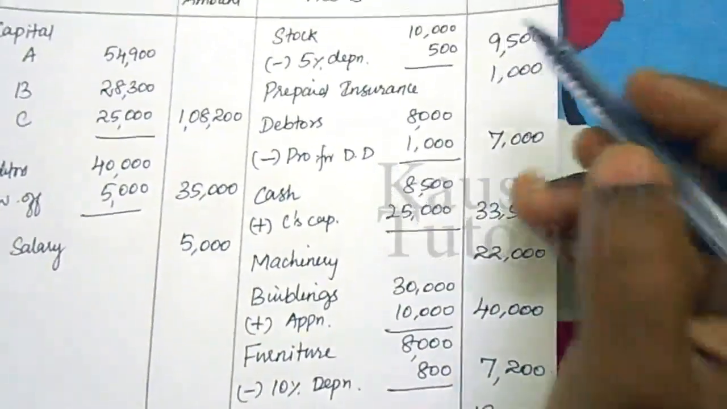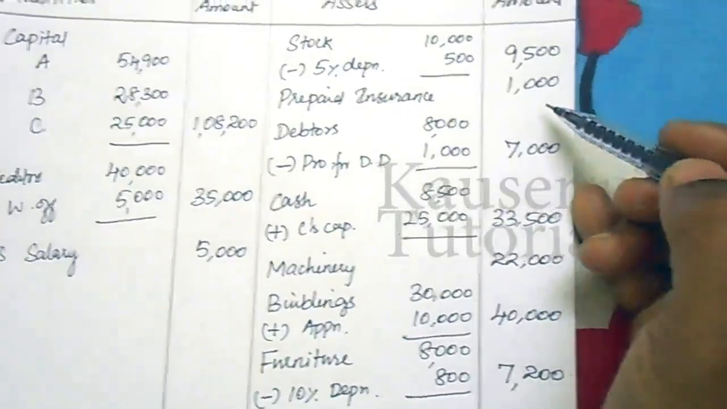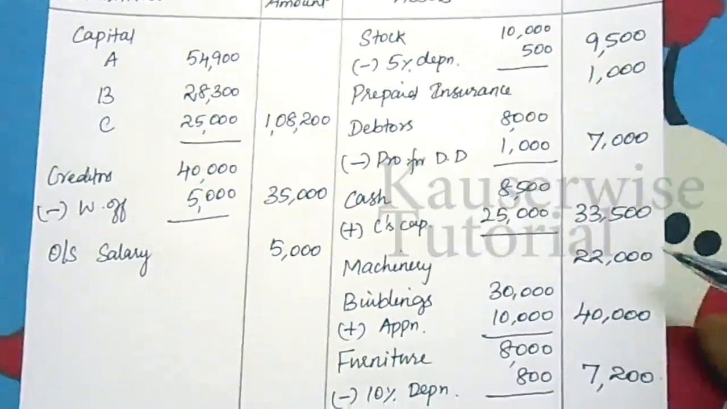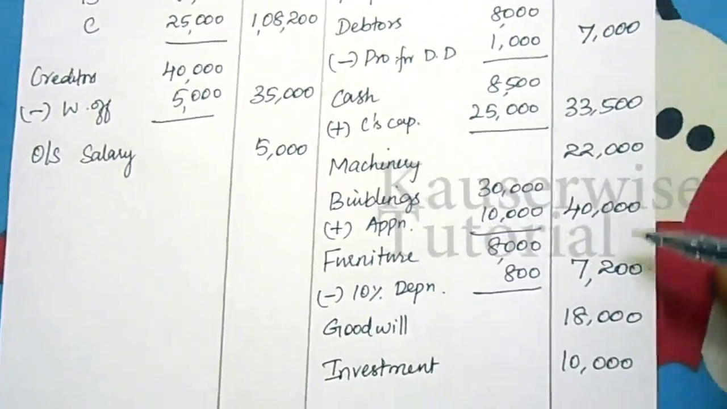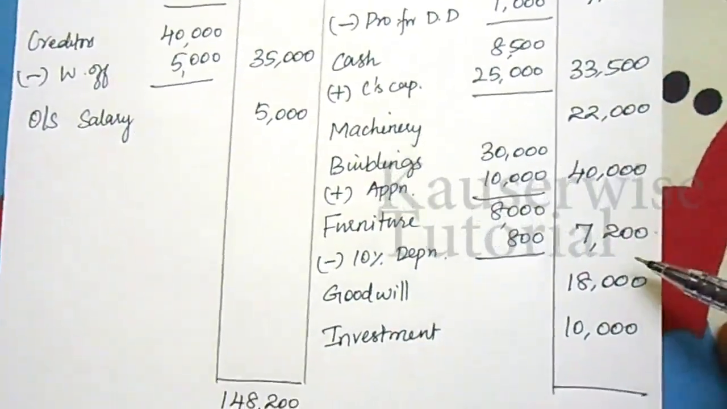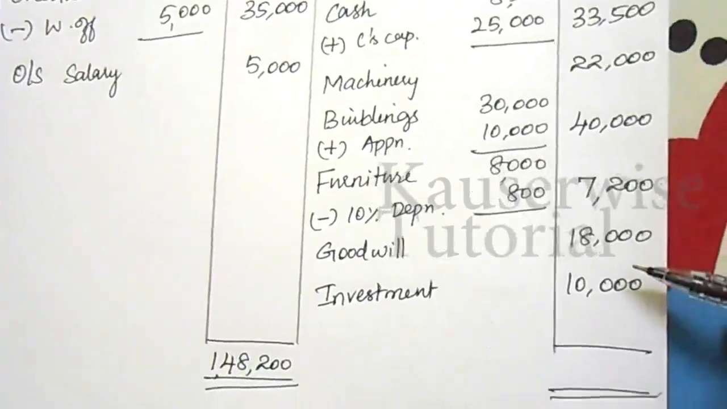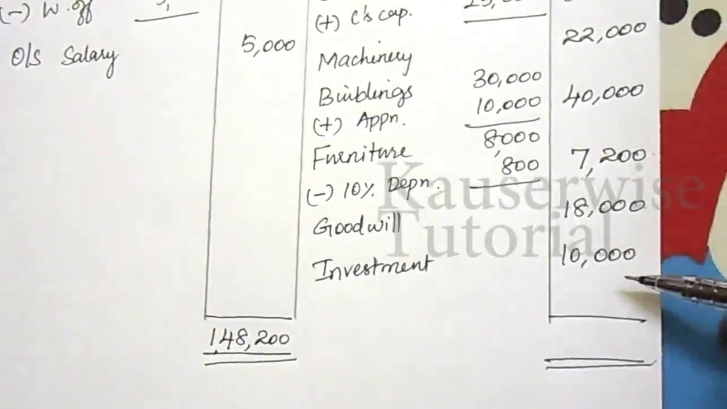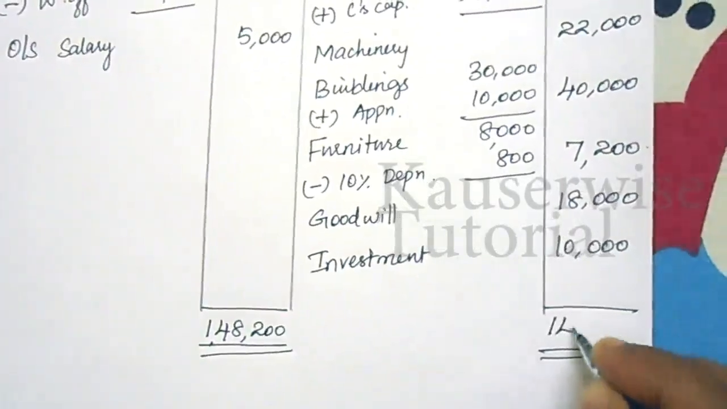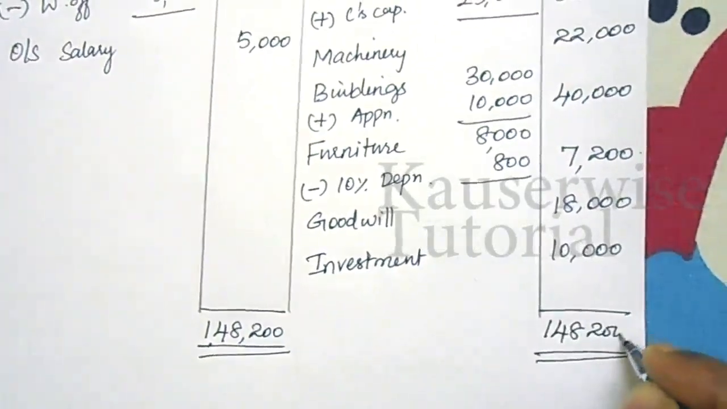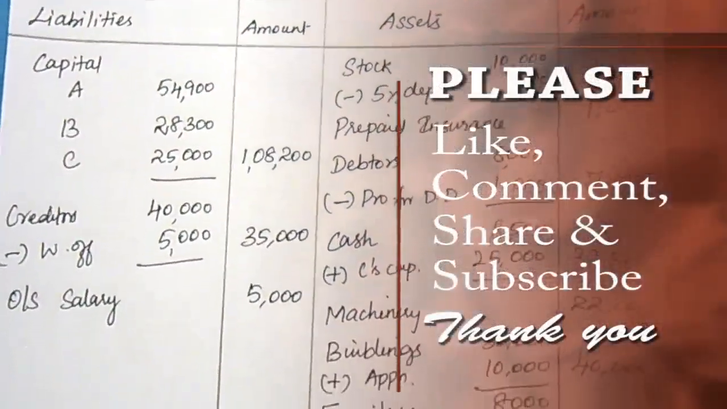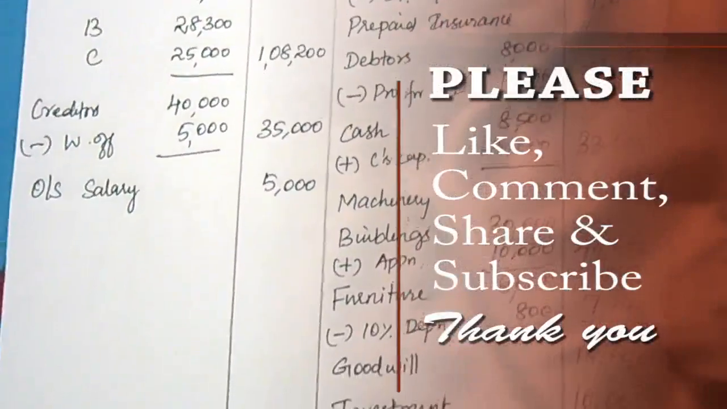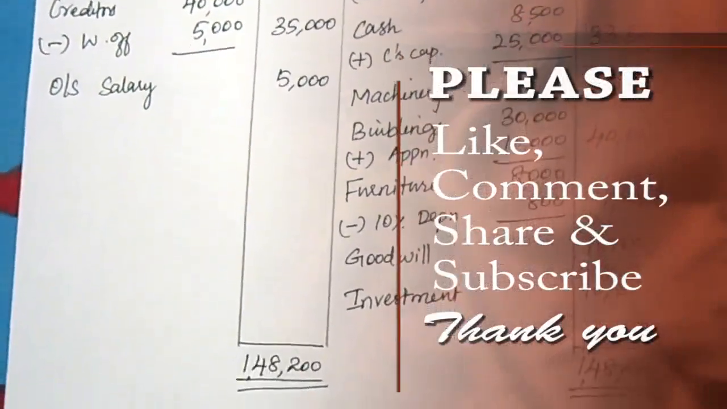The same way, asset side: 9,500 plus 1,000 plus 7,000 plus 33,500 plus 22,000 plus 40,000 plus 7,200 plus 18,000 plus 10,000 is equal to 1,48,200. This is the way to prepare partnership accounts at the time of admitting a new partner. Hope you all understood this concept. Thank you.